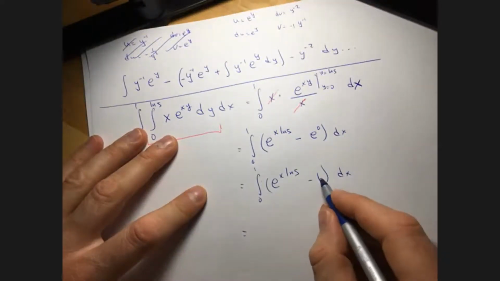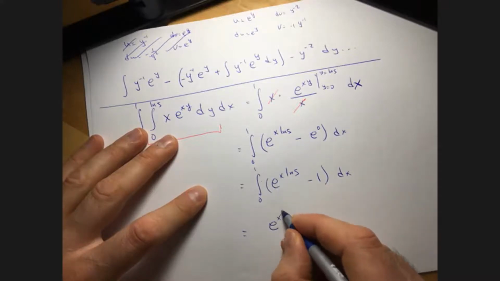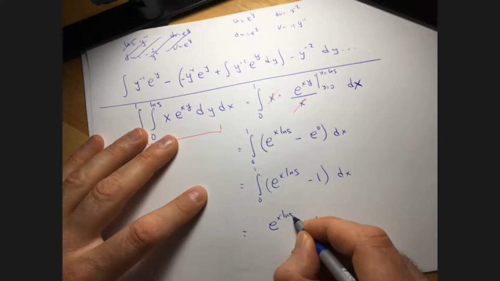Which is equal to the integral of 1 is x, the integral of e to power x ln of 5 is e to power x ln of 5 over the constant ln of 5, minus x, evaluated from 0 to 1. And this is equal to, when I have 1, e to power ln of 5 over ln of 5 minus 1 minus e to power 0 over ln of 5 minus 0. And that's it.